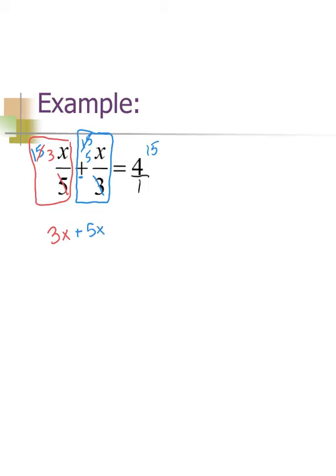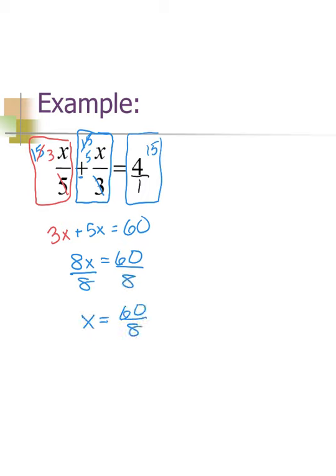And on the last fraction here, nothing really reduces. 4 times 15 is 60. Now I have a basic linear equation to solve. 5x plus 3x is 8x. I'm going to divide each side by 8, and I get x equals 60 over 8.